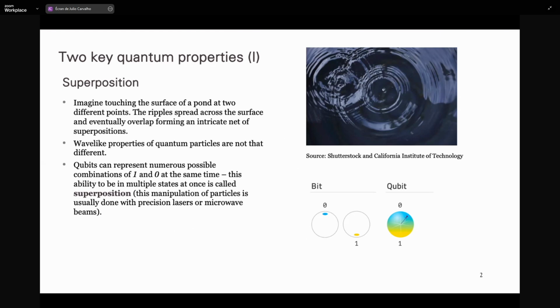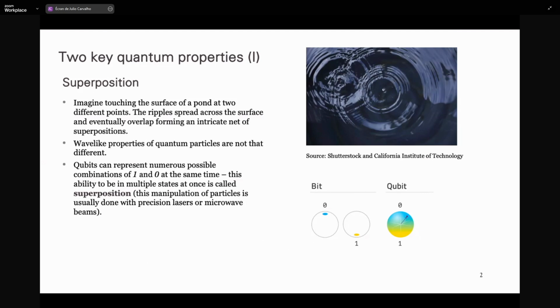Bits are based on, let's put it this way, qubits can represent numerous possible combinations of 1 and 0 at the same time. Qubits are the quantum elements, the subatomic elements at the infrastructure of quantum computing, whereas bits are how traditional, non-quantum computers process and crunch numbers and information.